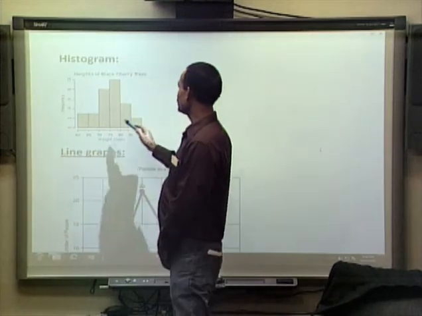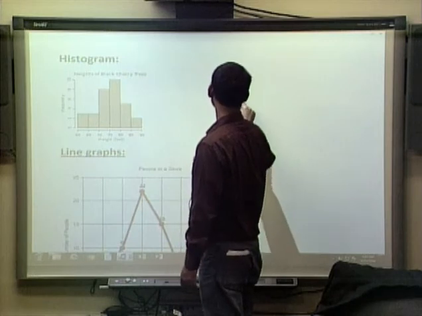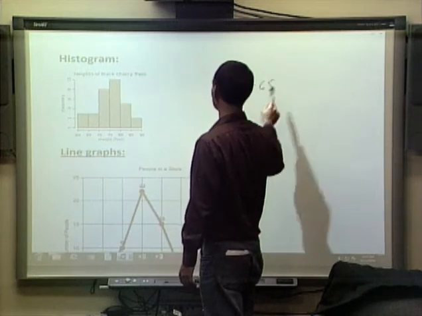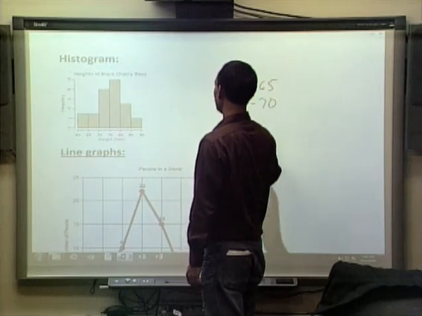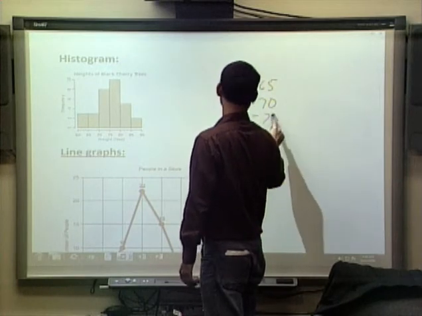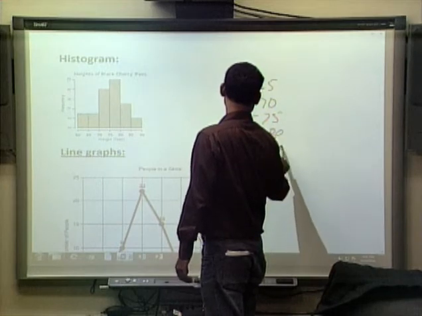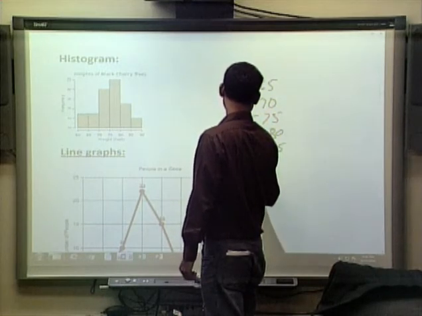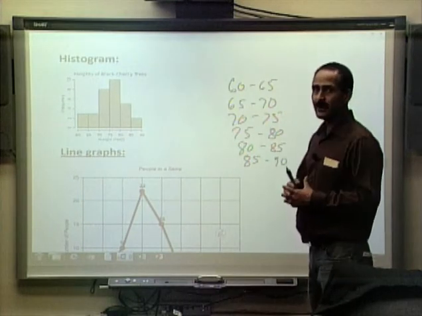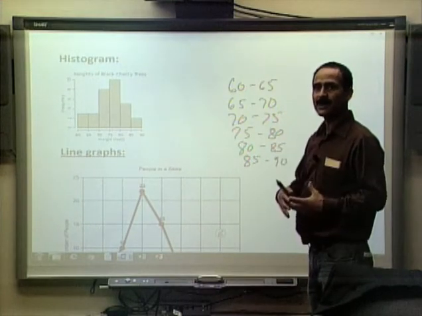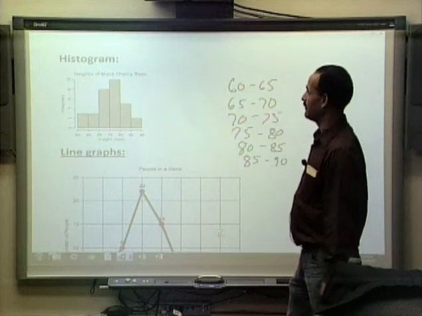For example, in this histogram, here we have a class that goes from 60 to 65, this is one class, and there is another class that is 65 to 70, and then 70 to 75, 75 to 80, 80 to 85, and 85 to 90. So, we will count how many observations, how many numbers in our data are in between 60 to 65.